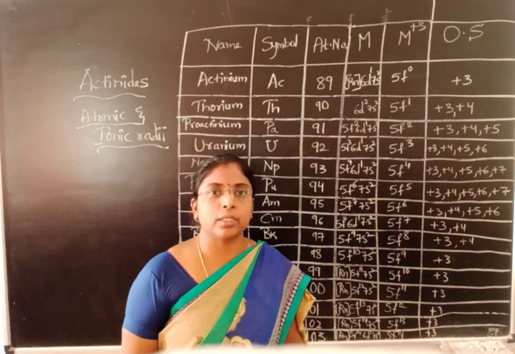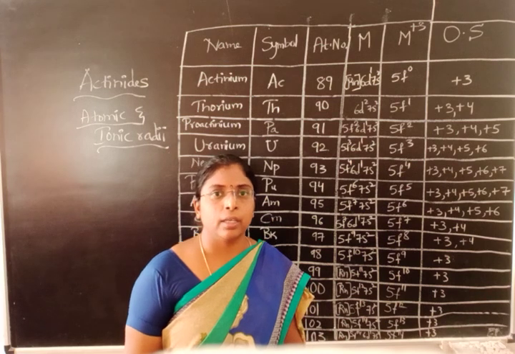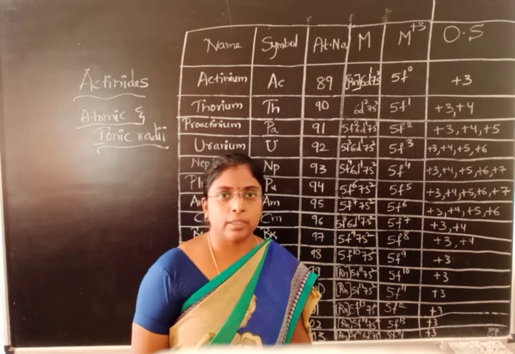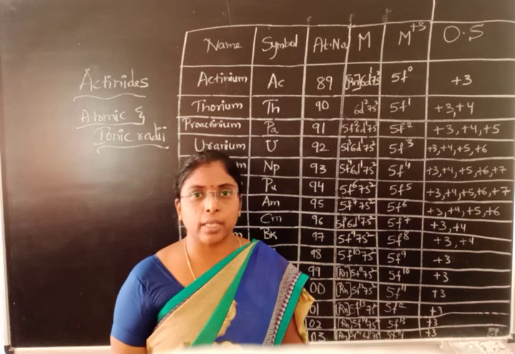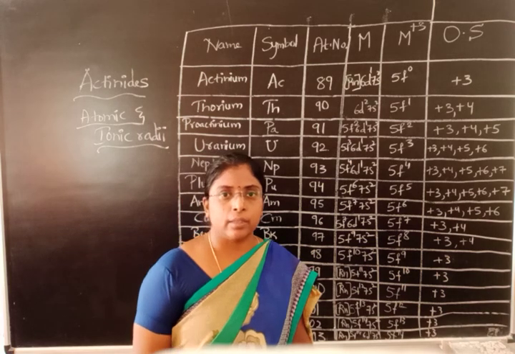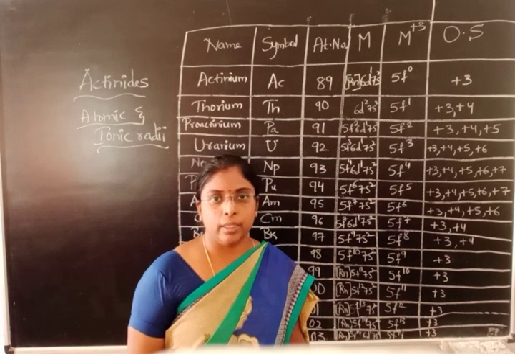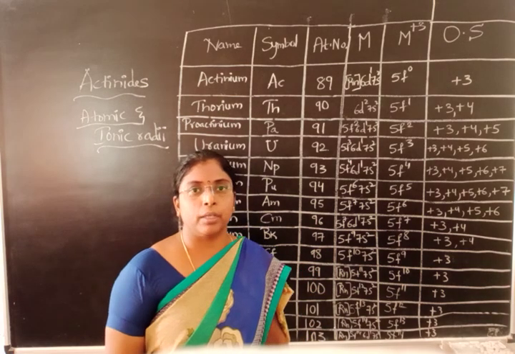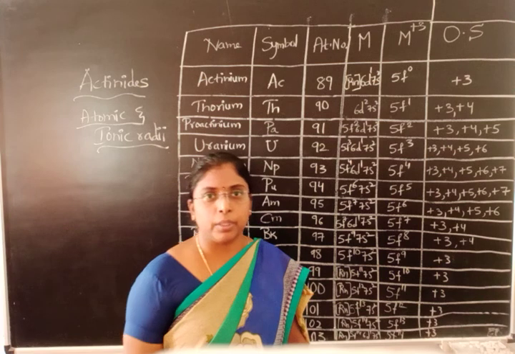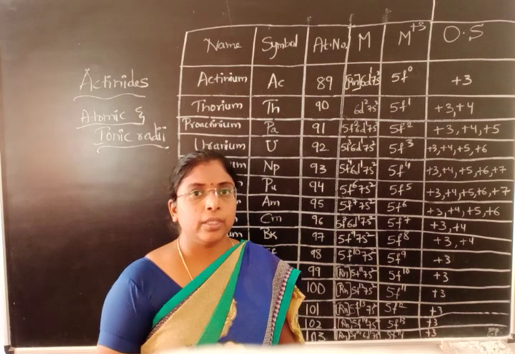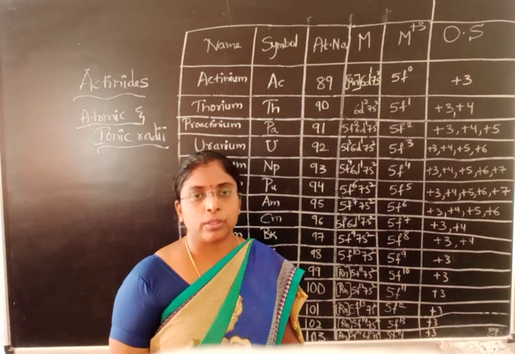The same contraction, if it takes place in lanthanide elements, we say it is lanthanide contraction. But here, since it is the actinide series, it is known as actinoid contraction. The regular decrease in the atomic and ionic radius when you move from left to right in the periodic table with increase in atomic number is known as actinoid contraction. How does this actinoid contraction take place? What is the cause for it?